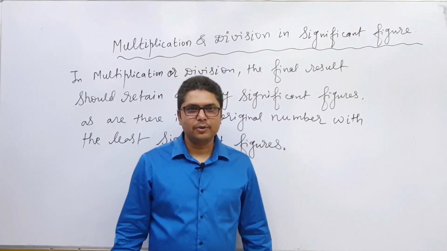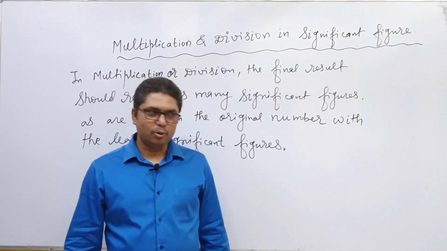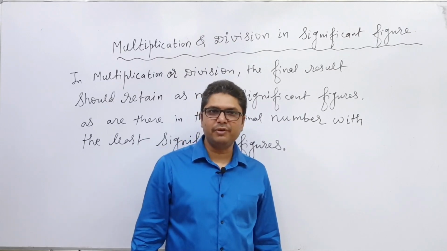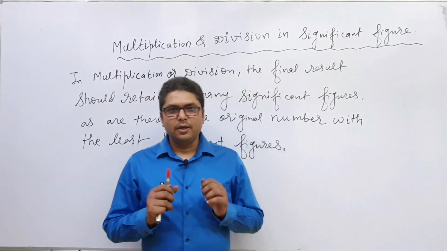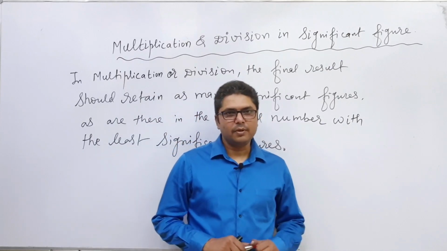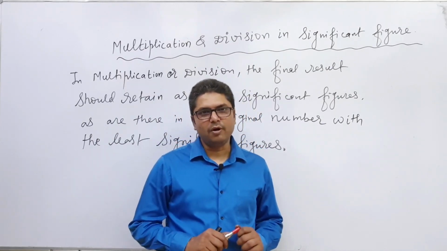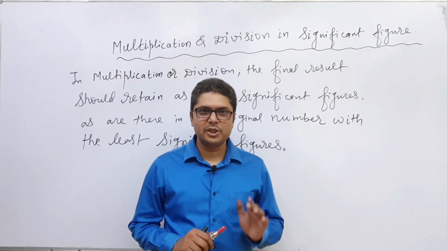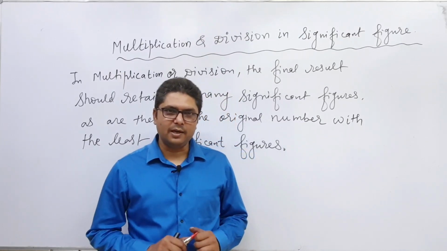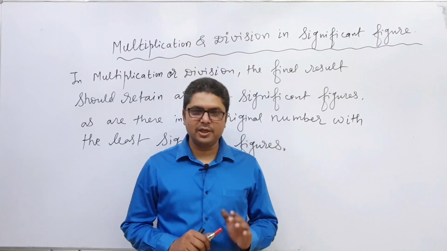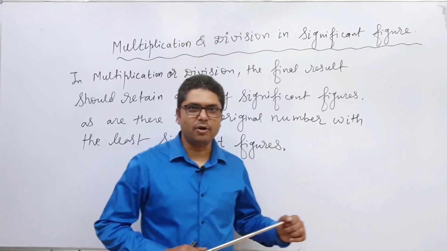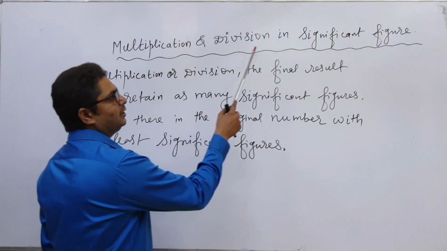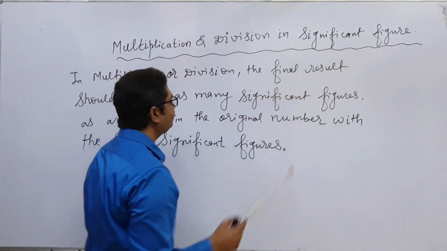Now students, you are going to understand the rules for arithmetic operations with significant figures. In arithmetic operations, there are 2 types of operations. The first is multiplication and division, and the other is addition and subtraction. First of all, you see multiplication and division in significant figures.